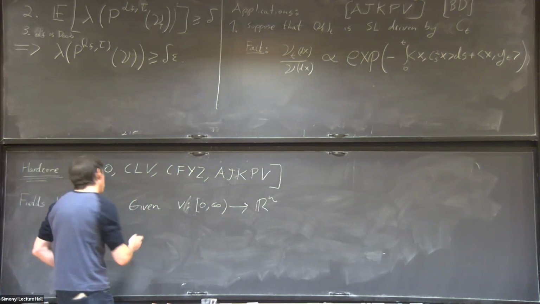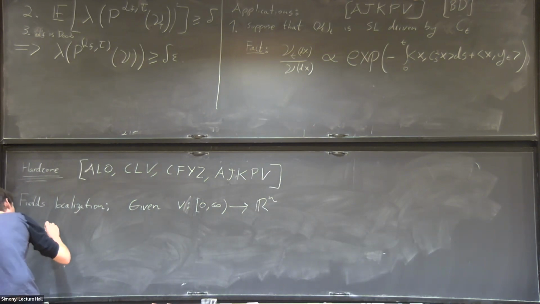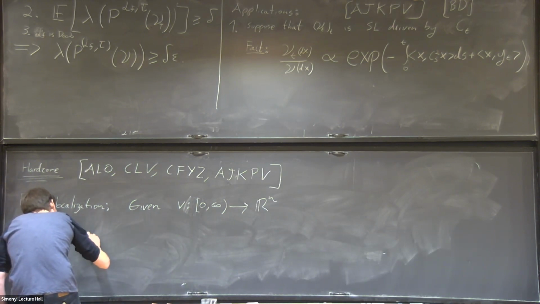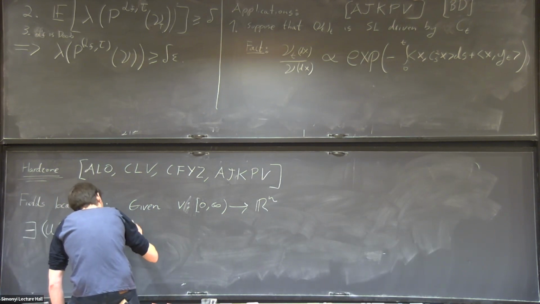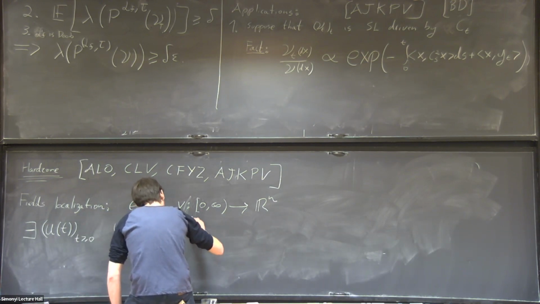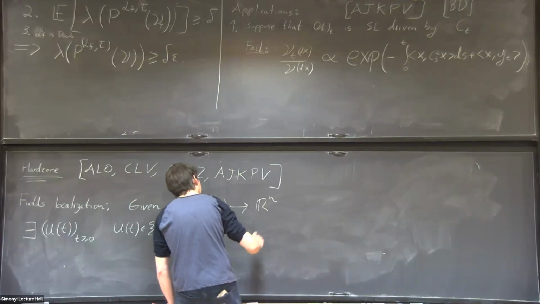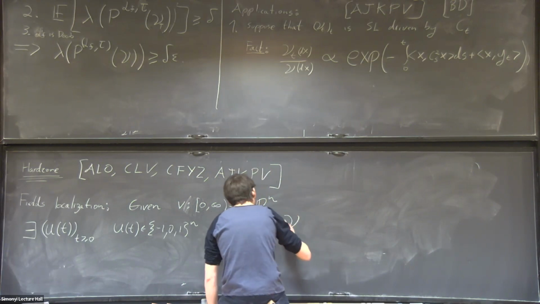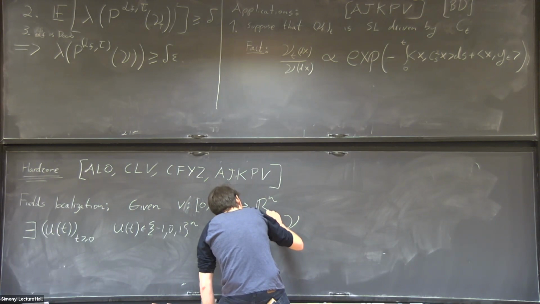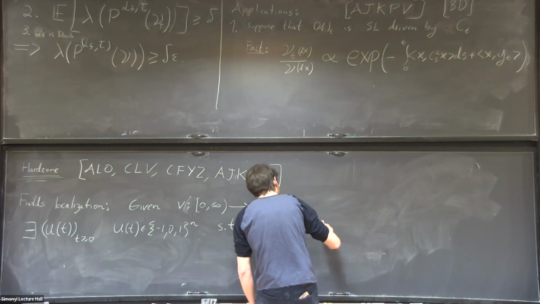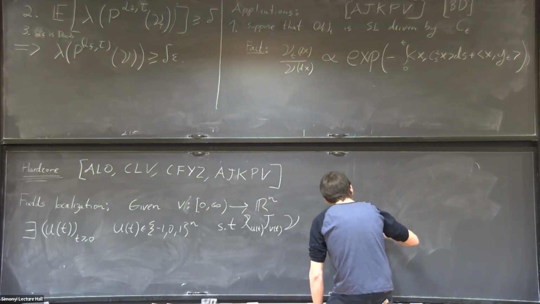There exists a process u of t, where u of t is a pinning, such that if I take the measure nu, tilt it by v of t and restrict it by u of t, then this is a localization process.